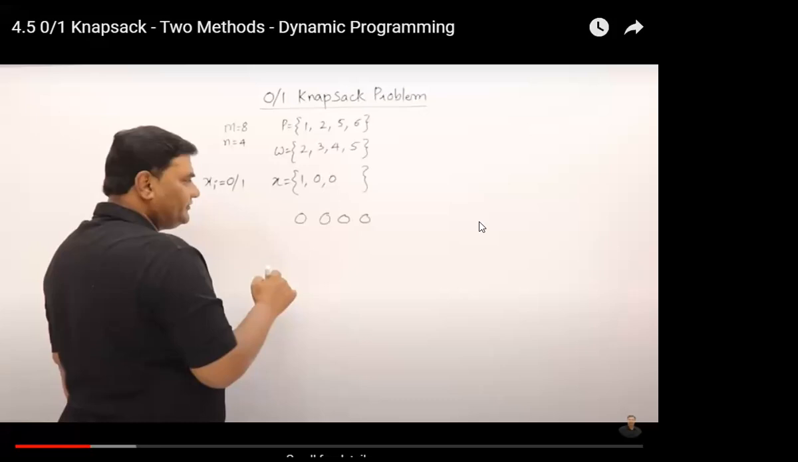The number of possible combinations of picking these items: I can pick first, second, third, fourth. I can pick 1 and 2, 2 and 3, 3 and 4, 4 and 1. I can pick combinations of three. I can pick all 4. So how many such combinations?